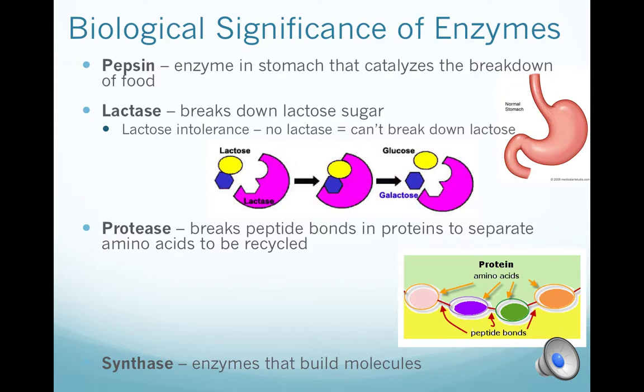The last type of enzyme that's an example here of biological significance is an enzyme called synthase. There's all kinds of different synthase enzymes, for example, glycogen synthase. Synthase enzymes are just going to be enzymes that build up molecules or make molecules. So whenever you see the word synthesis, synthesis means to make. Synthase enzyme is going to make things.